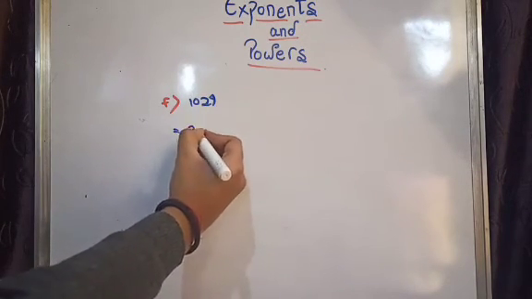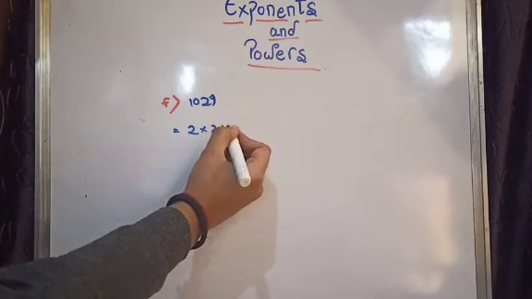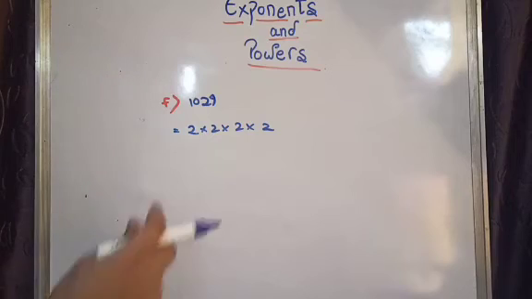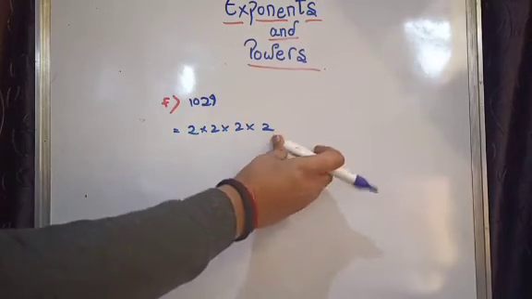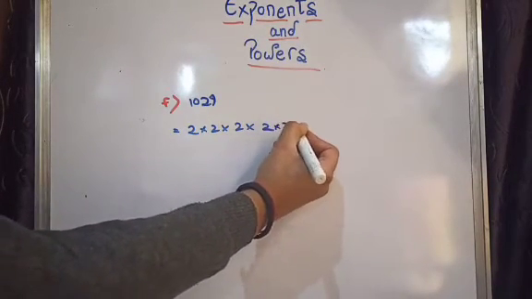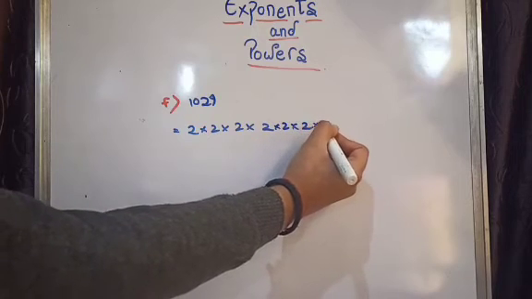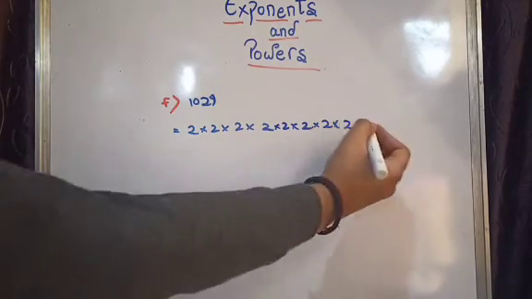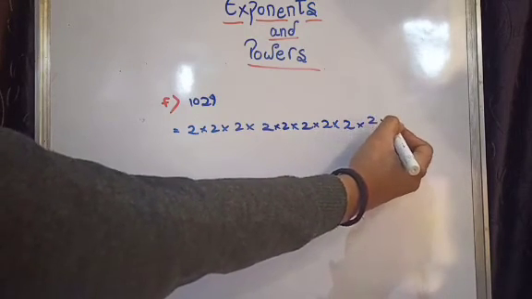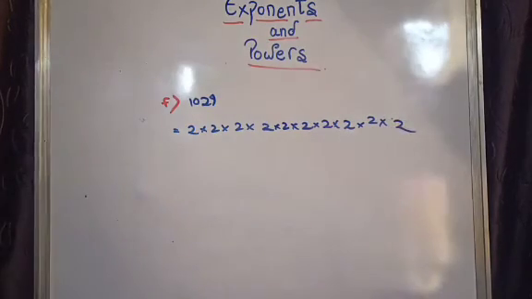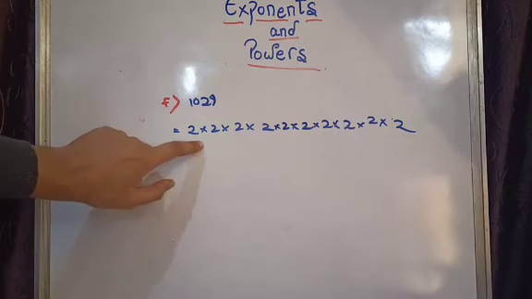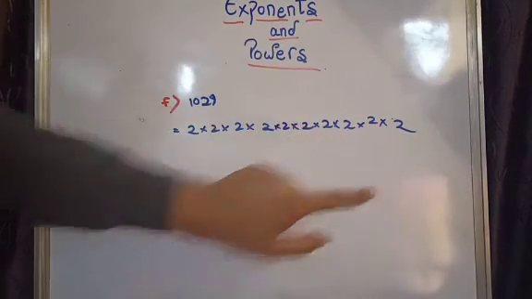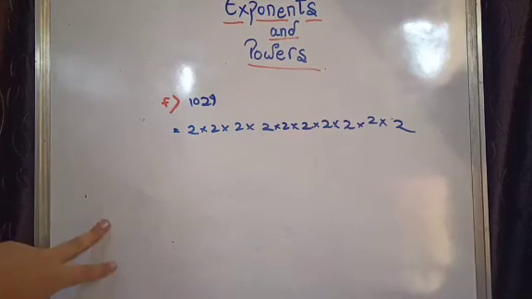I can take it directly, 2 multiply by 2 multiply by 2 multiply by 2 multiply by 2, because I know the sequence of multiplication of 2. 2 to the 4, 4 to the 8, 8 to the 16, 16 to the 32, 32 to the 64, 128, 256, 512, and to 1024. Means 2 to the power of 1, 2, 3, 4, 5, 6, 7, 8, 9, 10, means 2 to the power of 10 is equal to 1024.